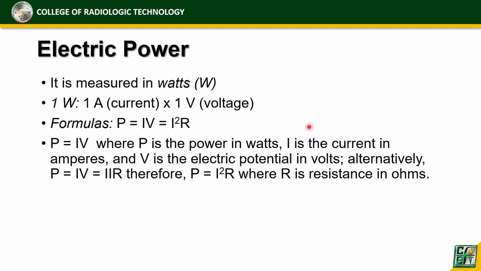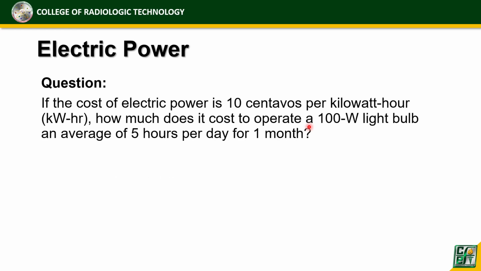Alternatively, P equals I squared R. So, of course, I is the current in amperes squared, where R is resistance in ohms. Okay? So, example, if the cost of electric power is 10 centavos per kilowatt hour, how much does it cost to operate a 100-watt light bulb an average of 5 hours per day for 1 month?